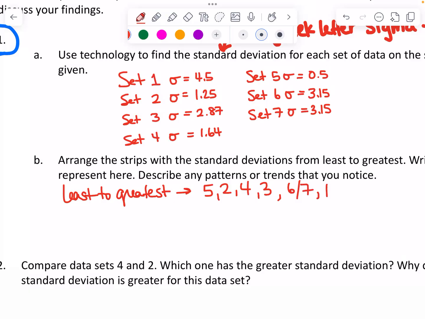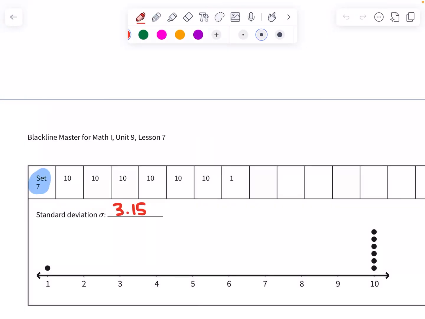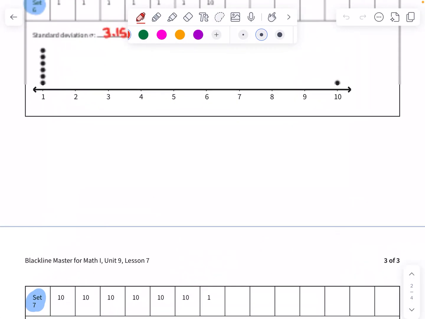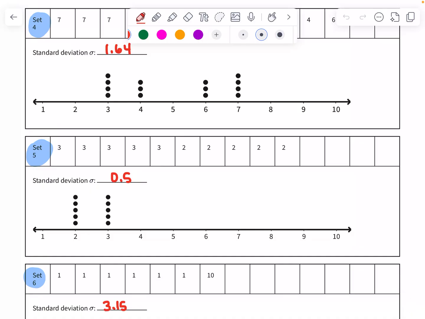So let's look back at the strips. So why does 5 have the least standard deviation? Do you see how grouped the data set is? Right here, look how grouped that is. They're so close together. There's not a lot of spread, right? Standard deviation is a measure of spread. So that makes sense. That would be the least.